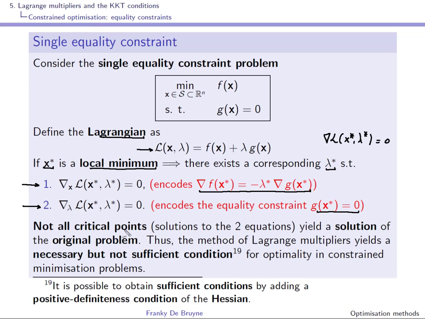As said before, not all critical points, the solutions to these two equations, will yield a solution to the original problem, because this method of Lagrange multipliers provides a necessary but not sufficient condition for optimality in constraint minimization problems. We have only considered first order information about the gradients. To obtain sufficient conditions, you would have to add conditions on the Hessian.